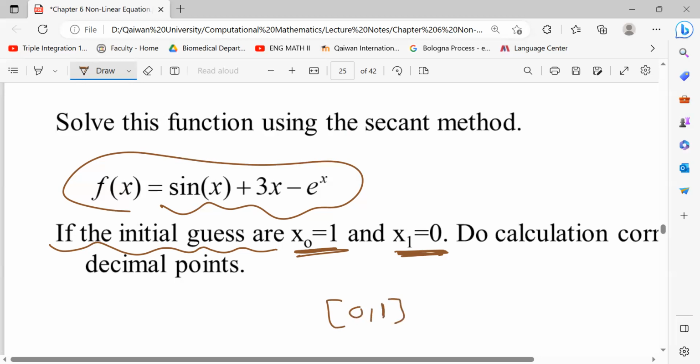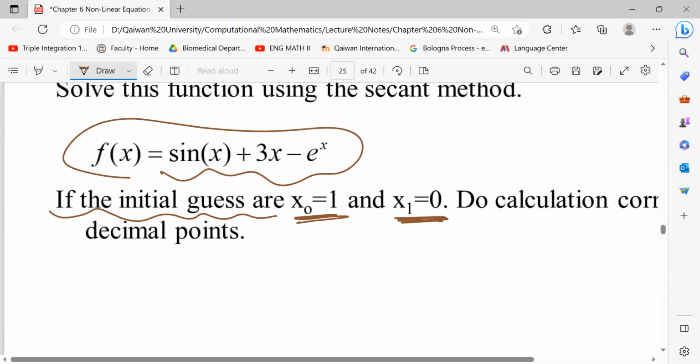So what if an interval is given? What should we use? Can we use the secant method? No. We should use the bisection method, which is the previous method. We must use the bisection method for an interval. For 2 points, we use secant. But for 1 point, we use the next method, which is Newton's method.